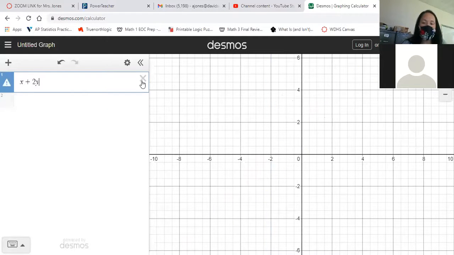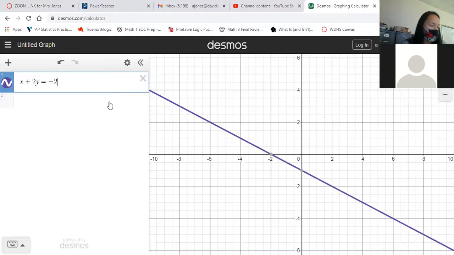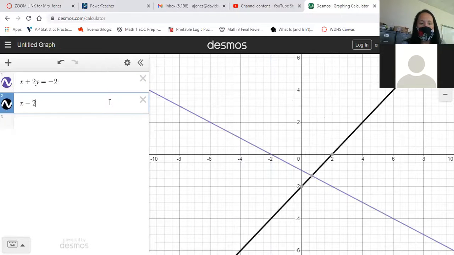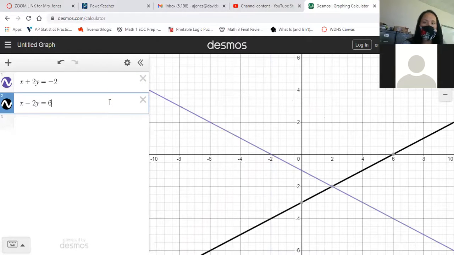For number 10, x plus 2y equals -2. And then x minus 2y equals 6. Find your cross. It's at 2, -2. And then we just write that down.